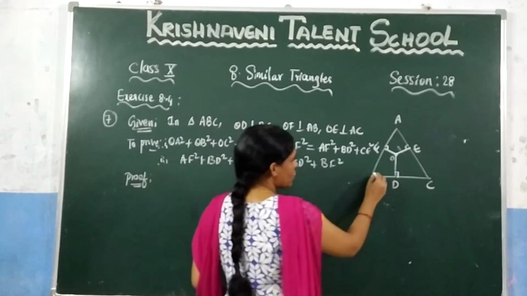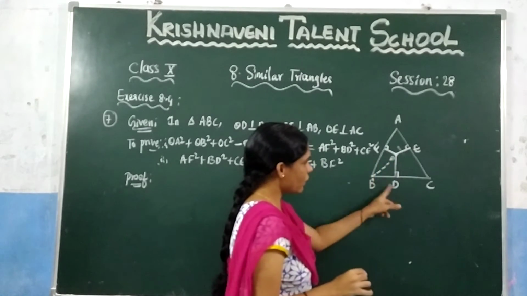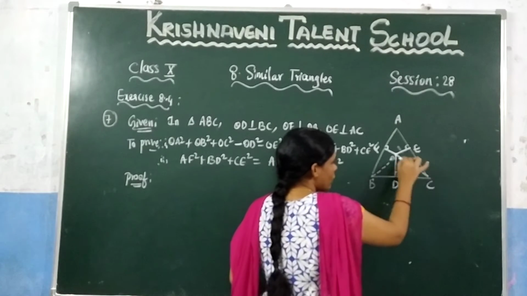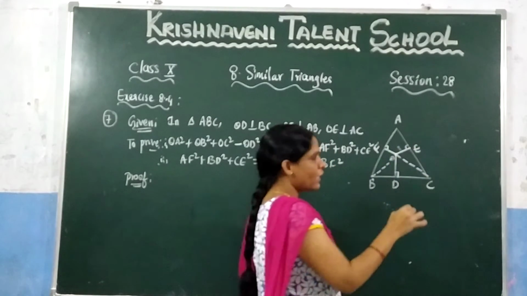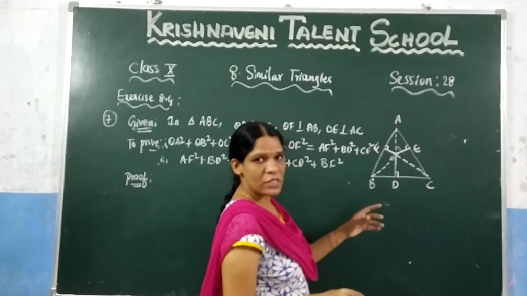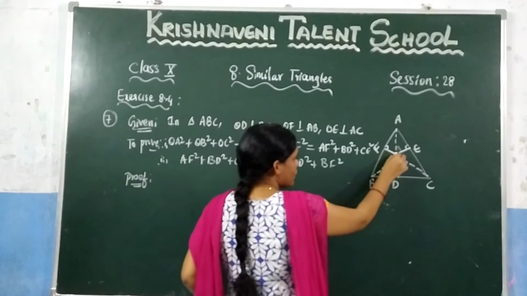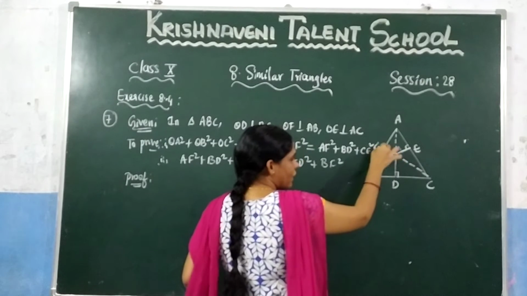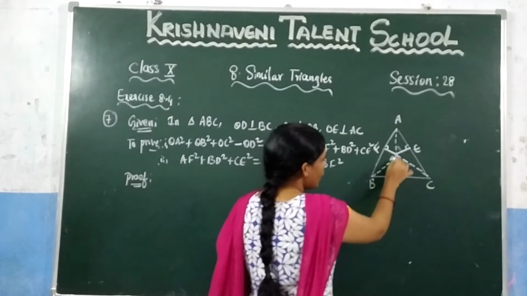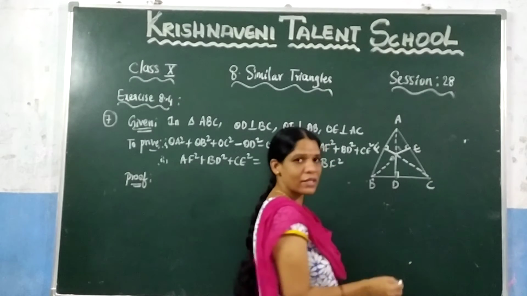So, I am joining these 2 points, OB, so that you will get one right angle triangle. Similarly, I will join these 2 points so that I will get one more right angle triangle, and similarly I will join these 2 points. So you can observe here, I got so many right angle triangles in this triangle, right? Here, this is one right angle triangle, FOB, and similarly OBD is also a right angle triangle, and ODC is a right angle triangle, and similarly COE is also a right angle triangle.